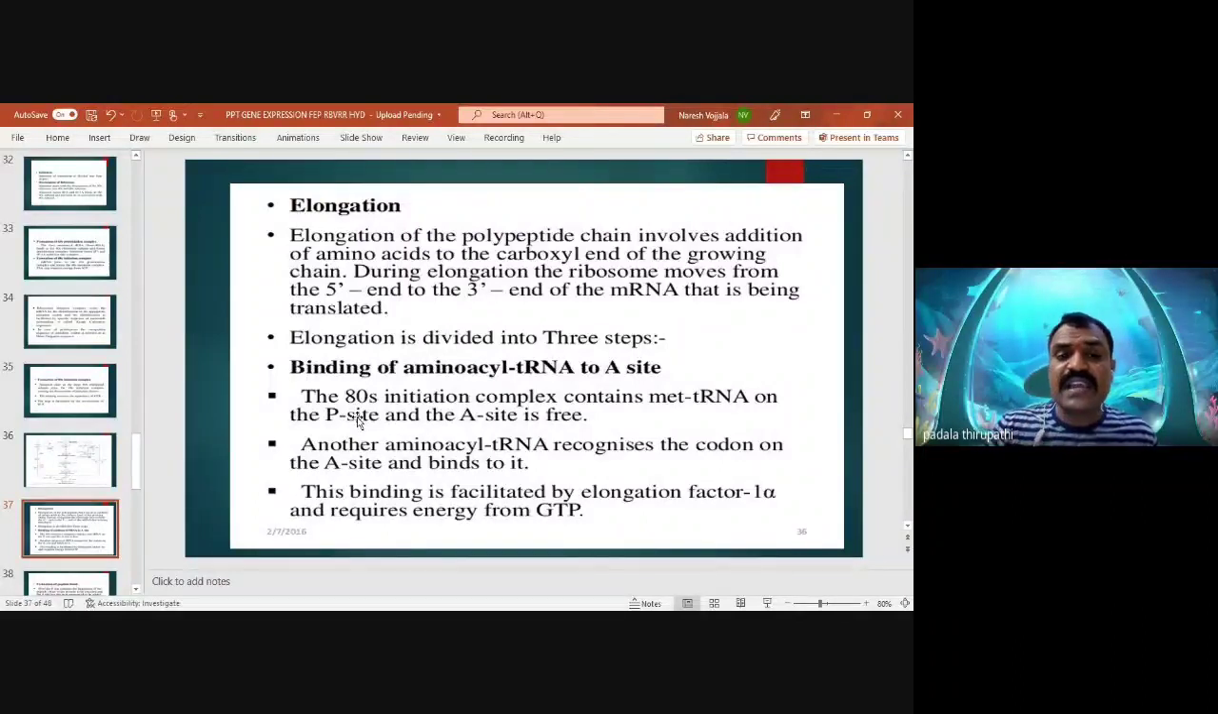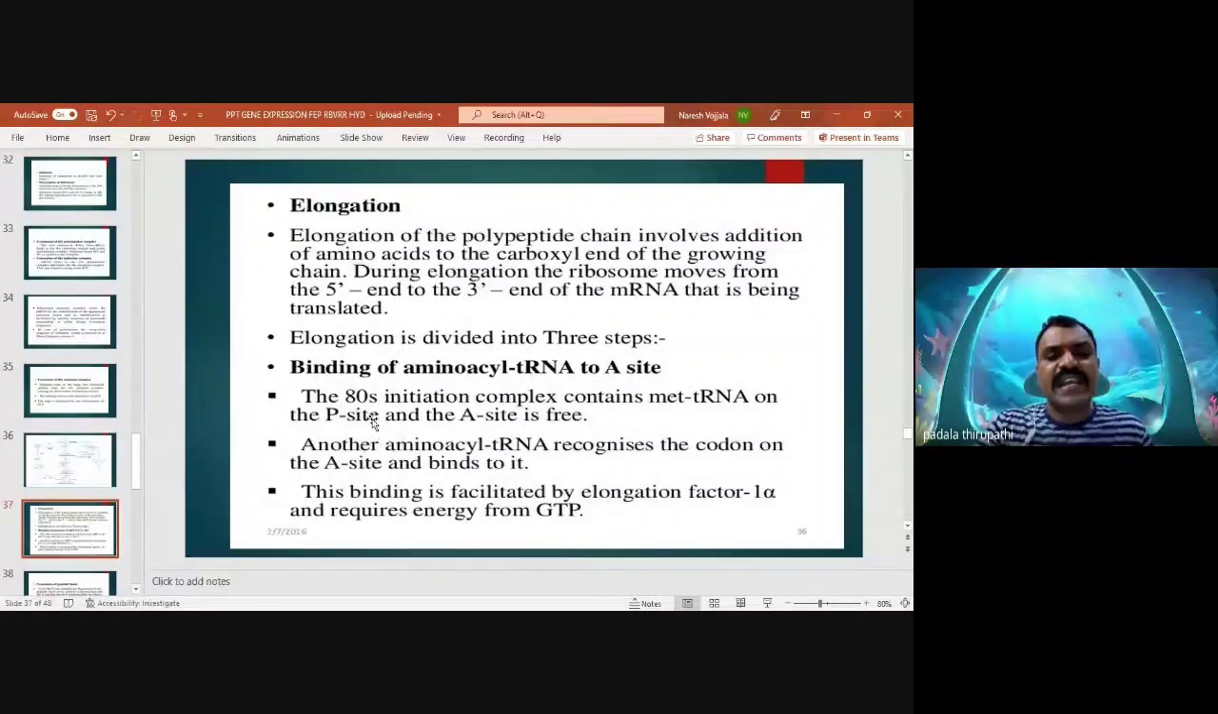So in this elongation process, the first step is binding of aminoacyl tRNA to the A site. So aminoacyl tRNA binds to which site? The A site. Remember, my dear friends, the A site is the first binding site for tRNA. Then what about the P site, sir? The P site is the second binding site of the tRNA.